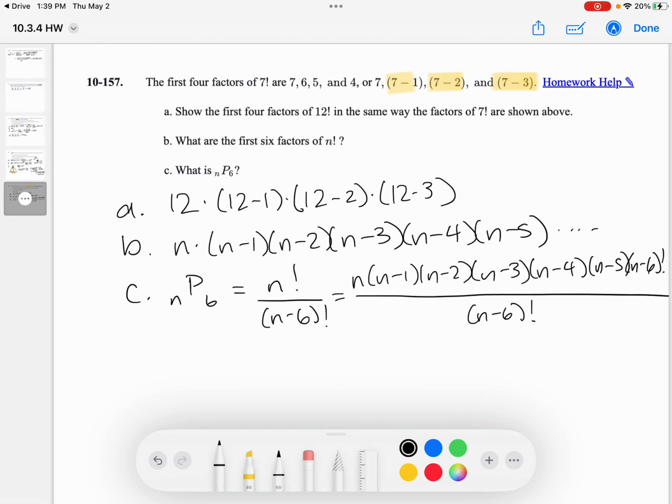Oh, and look what happens. N minus 6 factorial and n minus 6 factorial cancel out, and we are left with just this thing that's kind of tedious to write out: n times n minus 1 times n minus 2 times n minus 3 times n minus 4 times n minus 5.